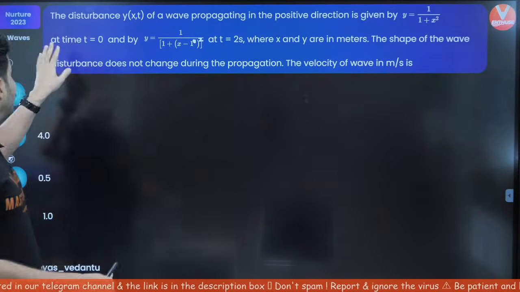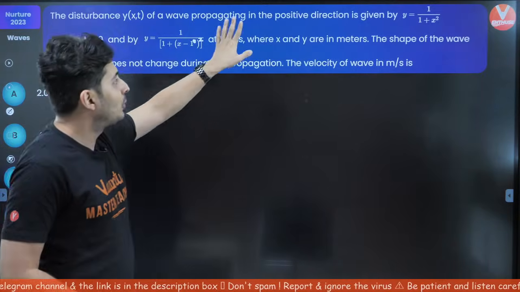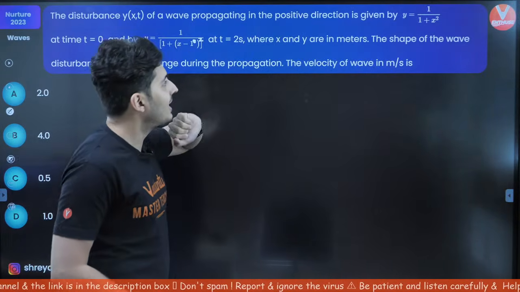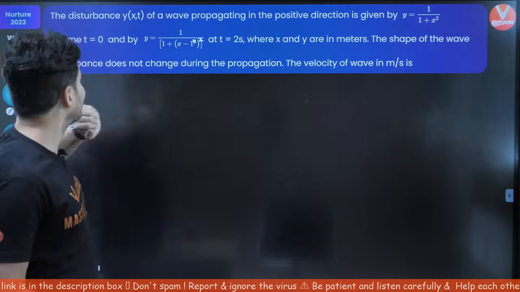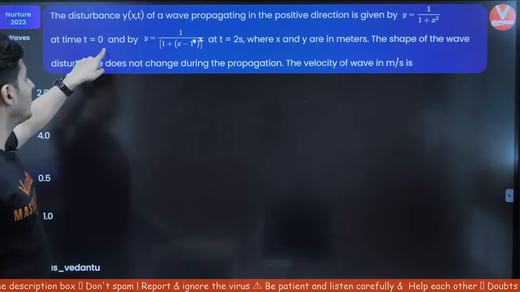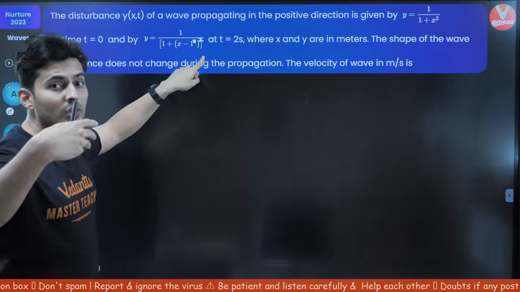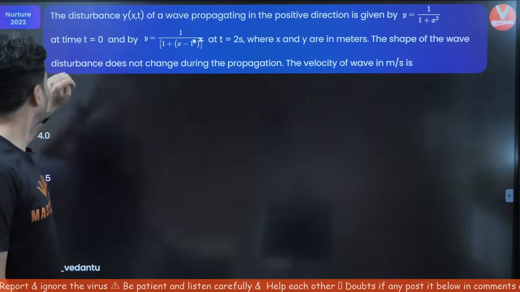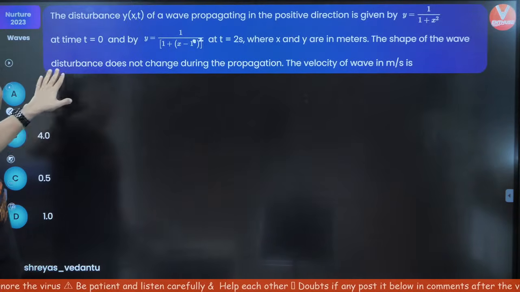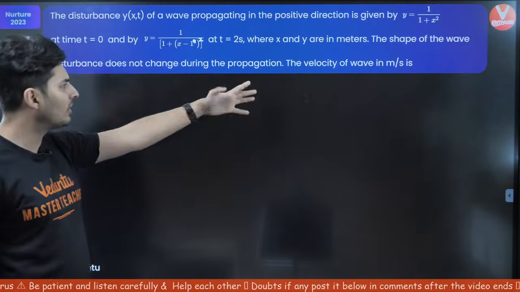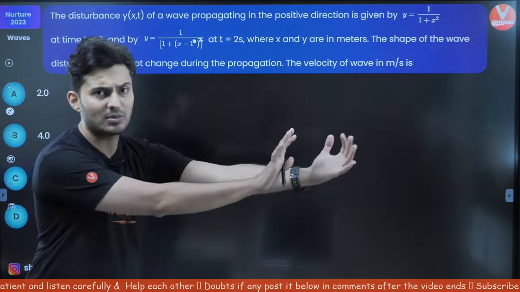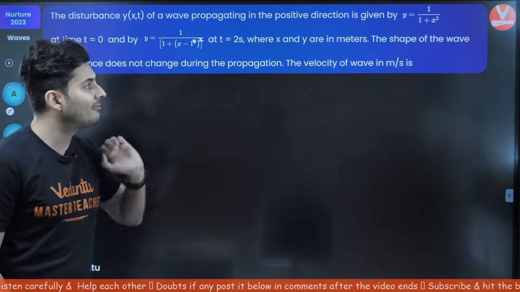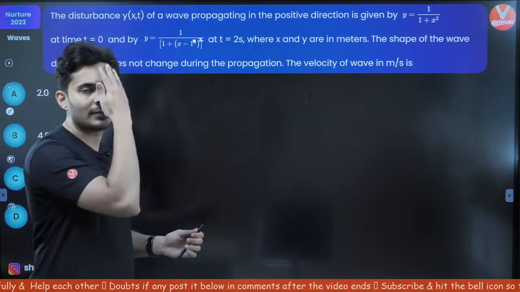Let's do this. The disturbance of a wave propagating in the positive x direction is given by y equal to 1 upon 1 plus x square at time t equal to 0, and at t equal to 2 seconds it looks like this, where x and y are in meters. The shape of the wave disturbance does not change during the propagation. Yes, the shape keeps moving as it is. Then what is the wave speed in meters per second?